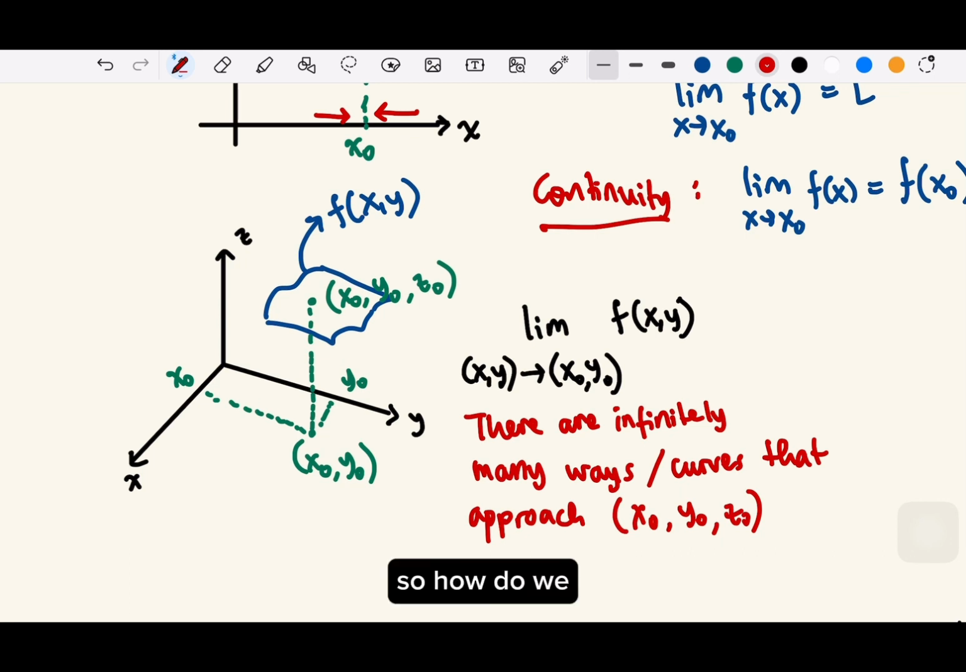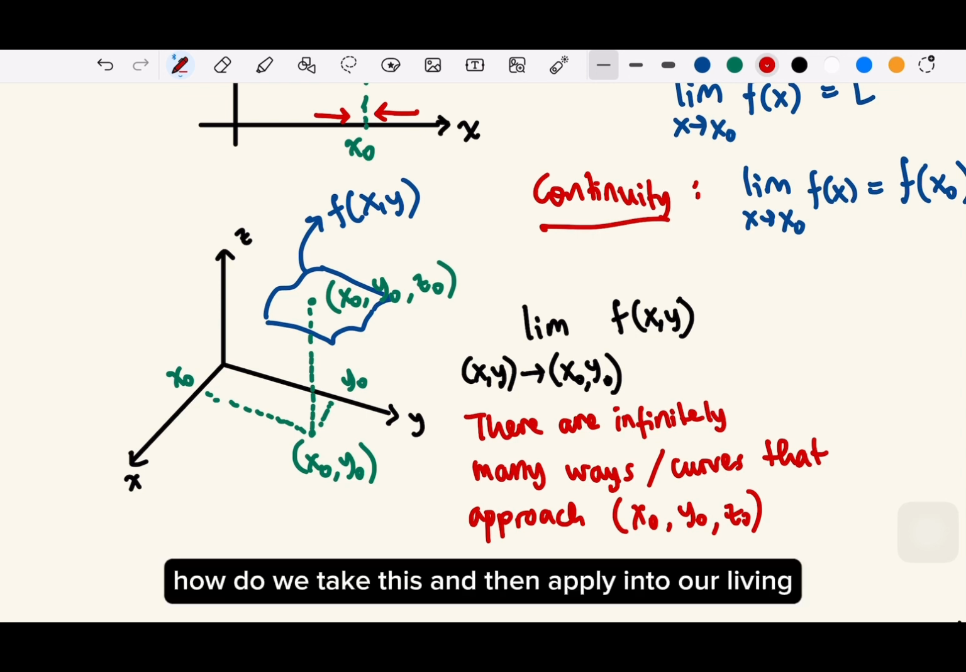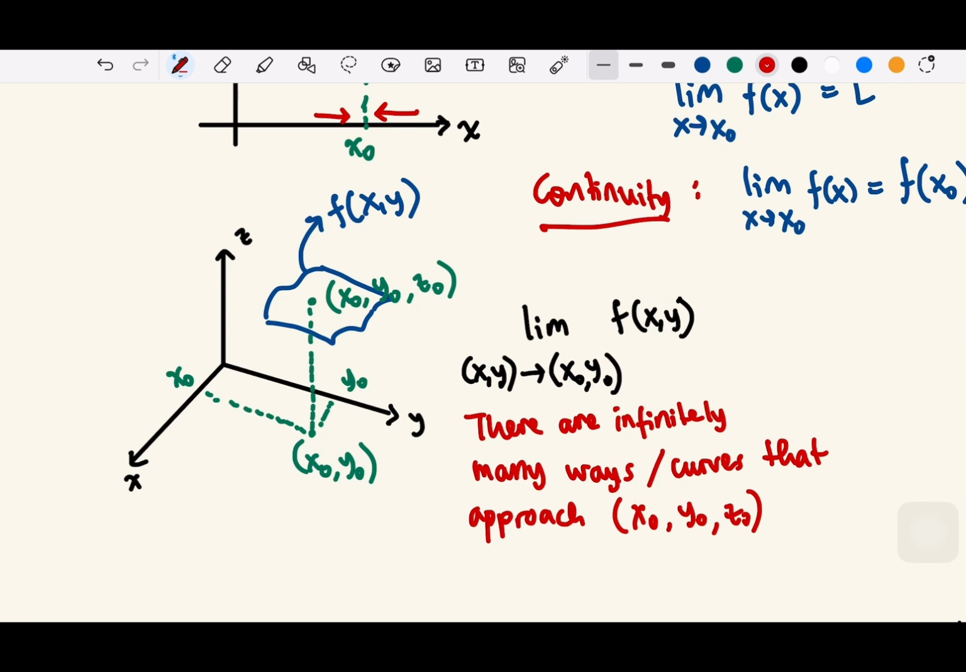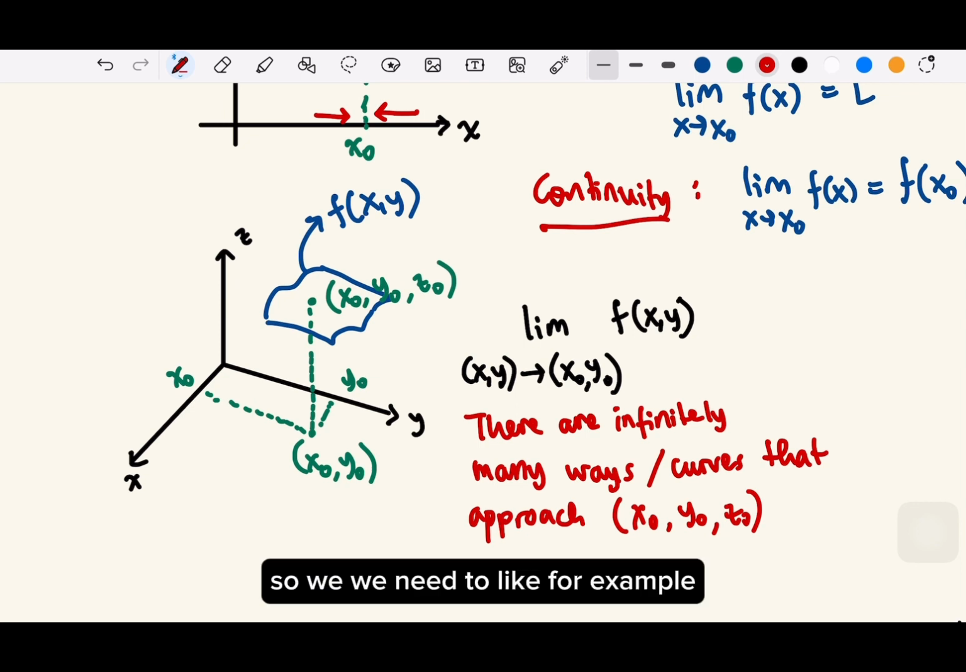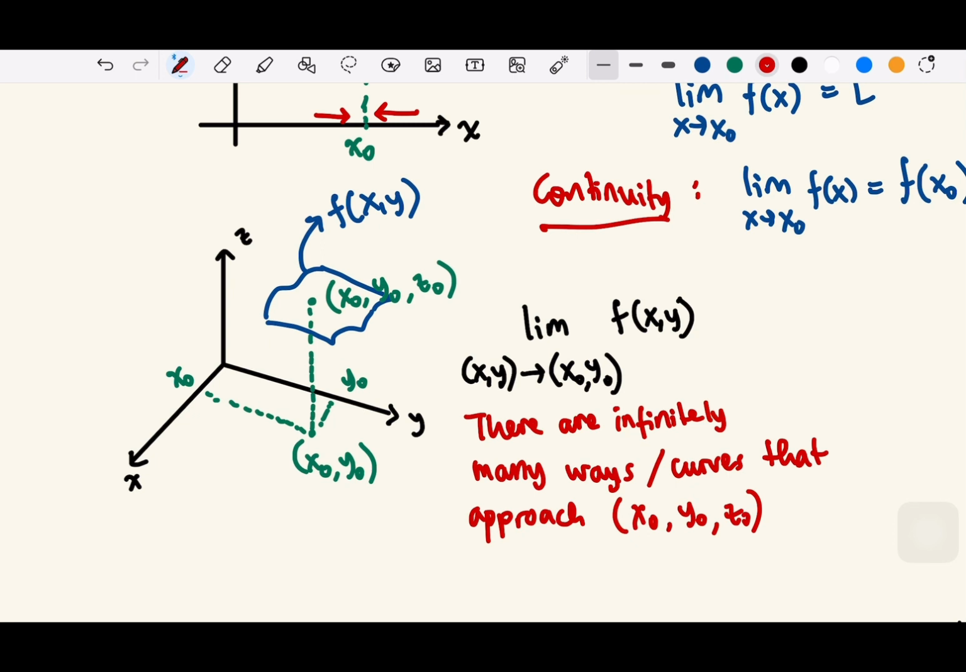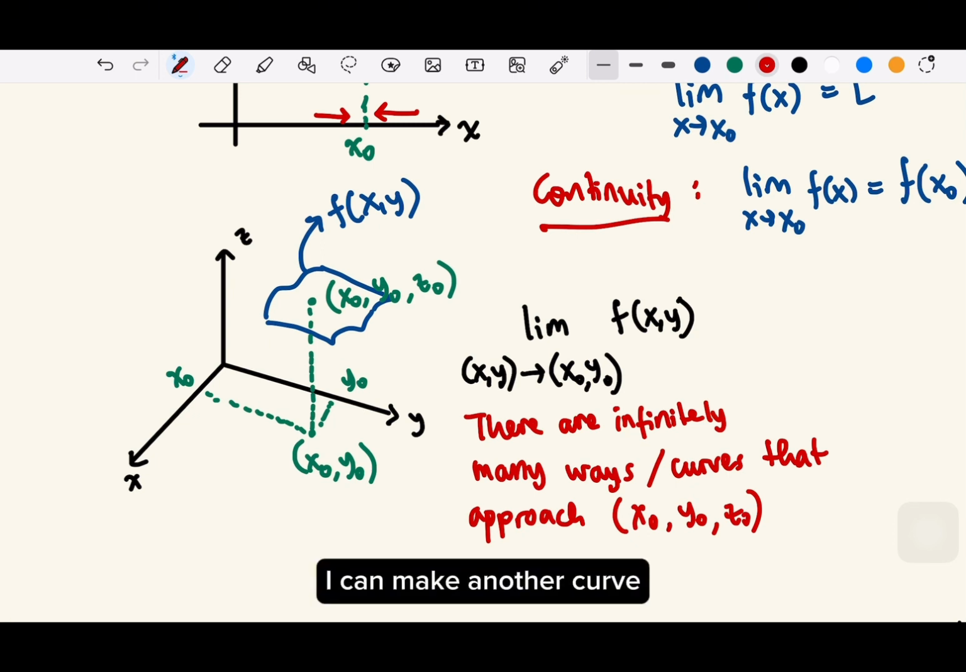So how do we take this and then apply it to our limit? So I think the best way, if we can provide some curves. Okay? So for example, the way I'm walking through this and up here until here, I can make another curve.